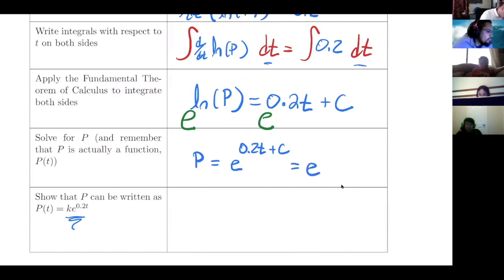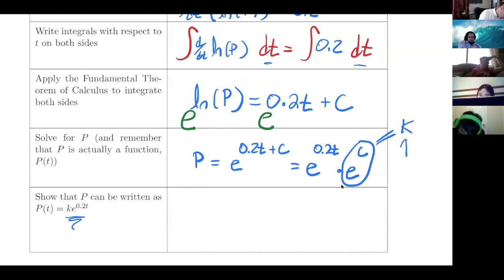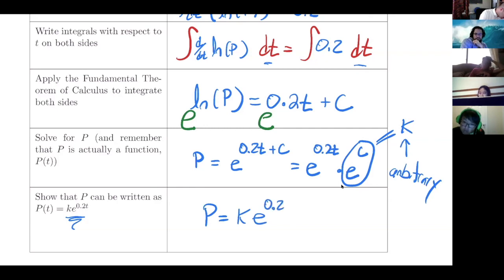So here we could just use the property of exponents that says when I have addition in the power, it's the same as multiplying those two things times each other. And then what we can say is that if c is an arbitrary constant, then without any loss of generality, e to the c is also just some arbitrary constant. So we more commonly would write this as a formula like this.